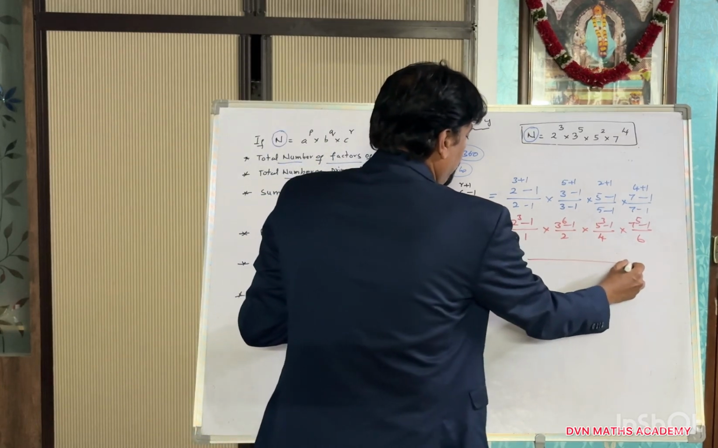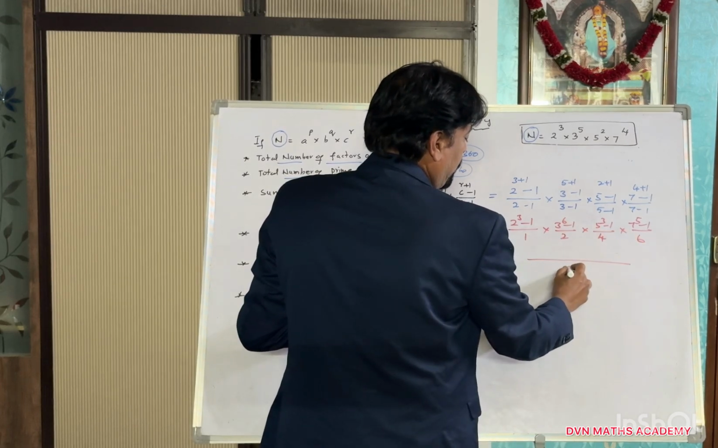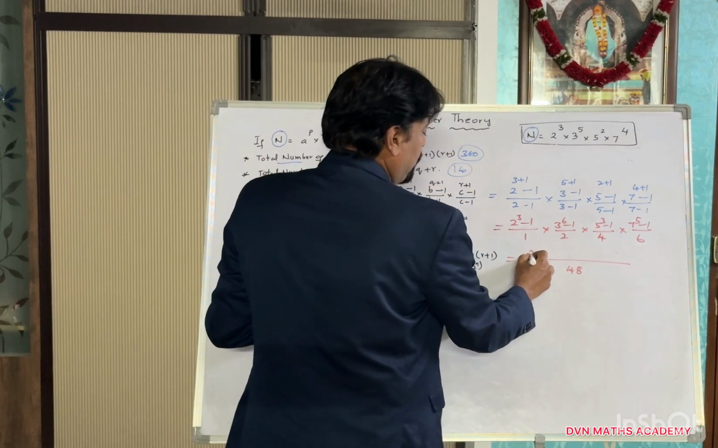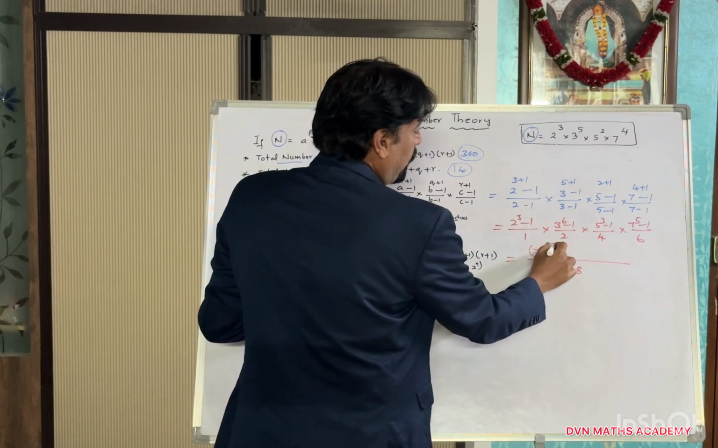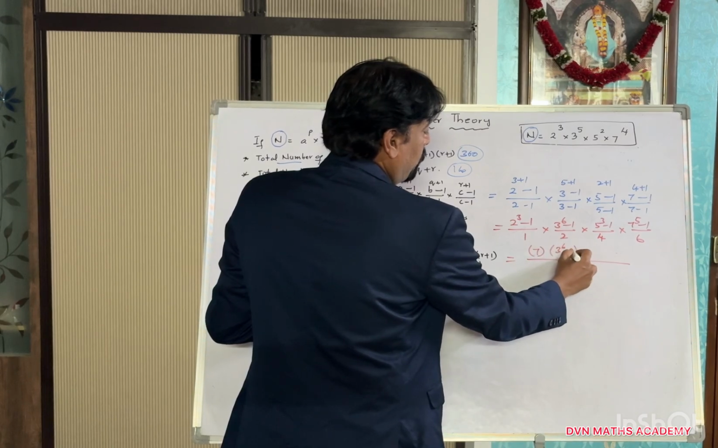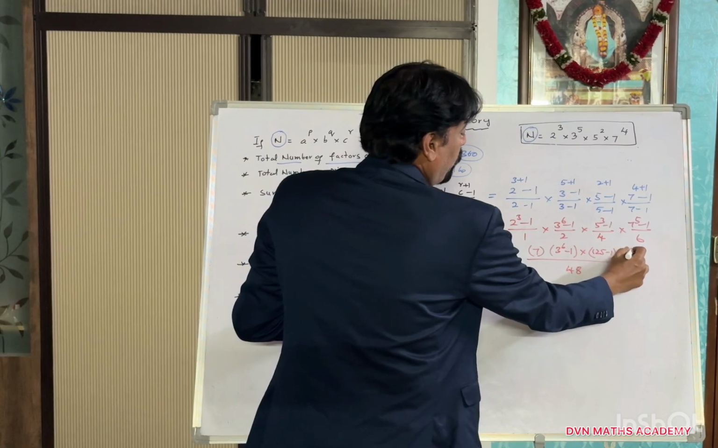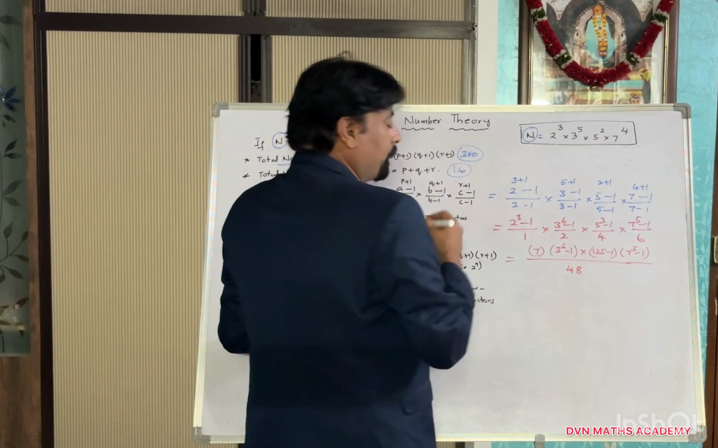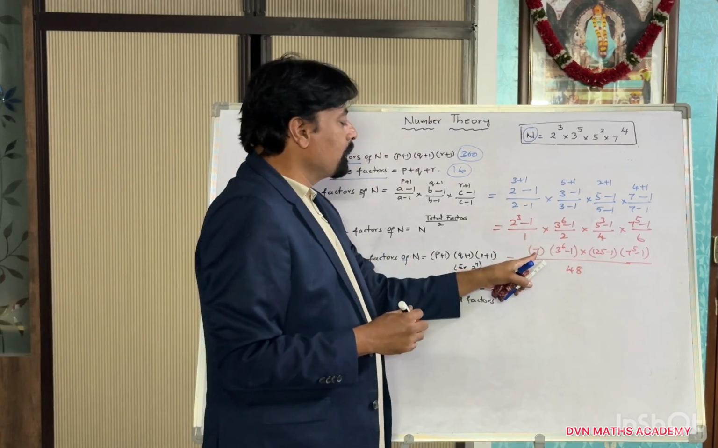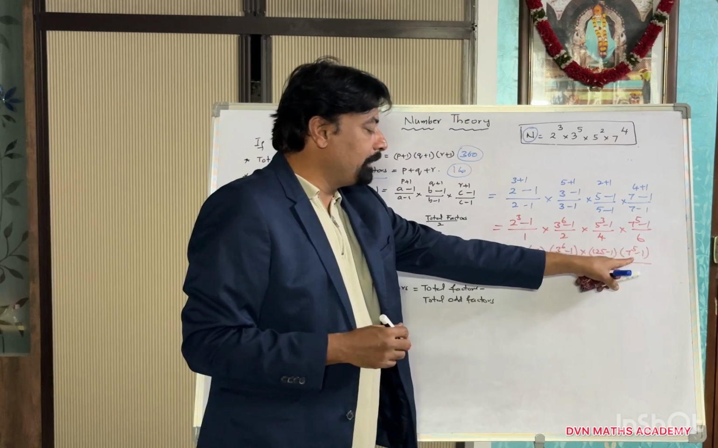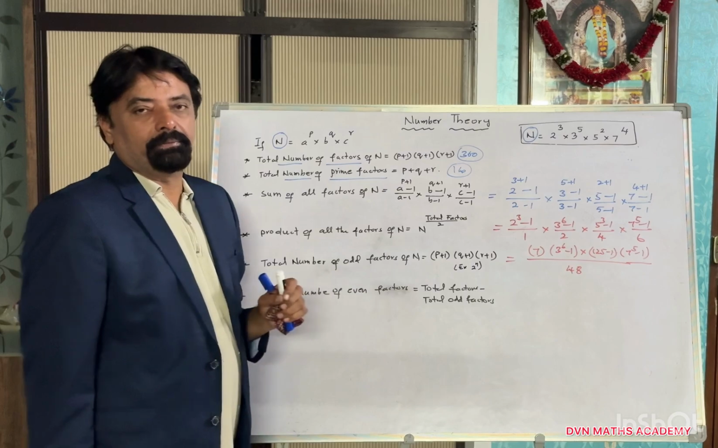So the denominator: 2 4s are 8, 8 6s are 48. The denominator will be 48. This is 8 minus 1, which becomes 7, into 3 to the power of 6 minus 1, into 125 minus 1, into 7 to the power of 5 minus 1. Due to the length of my video, I am not doing the calculation. So 7 into this value, into this value, you divide by 48. You will get the sum of all factors of the given number.